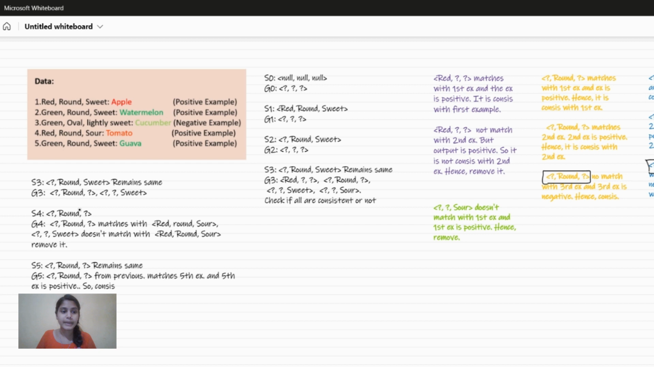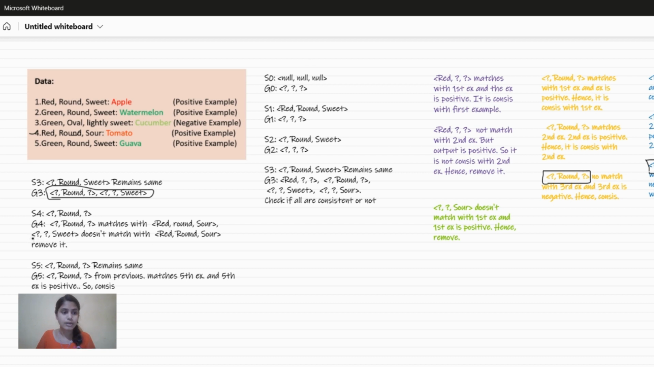Now what about general? We will compare both of these with the current example. How will we compare? See, question mark, round, and question mark. This matches red, round, and sour. How? Question mark contains all, round is same, and sour also contains all tastes. So it matches the fourth example.